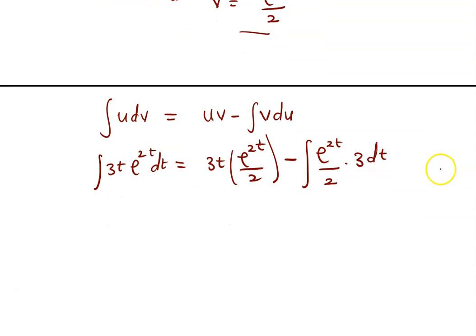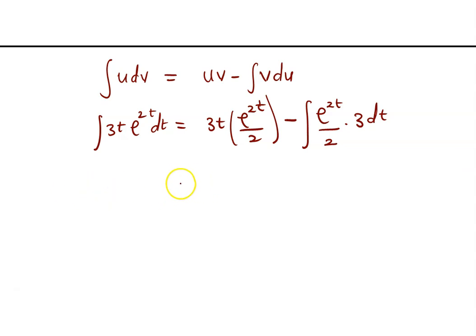I think we are good to go. Yes. So at this point, we can now simplify. Right. So with the first one, you are going to get 3t e2t all divided by what? By 2 minus, I'm going to bring the 3 on 2 out. Integration of what?